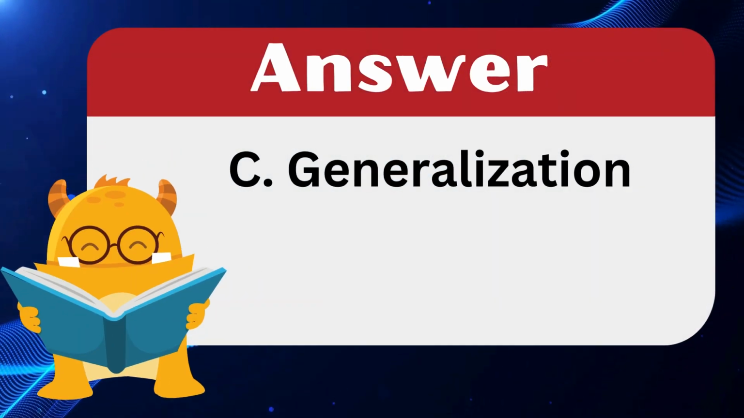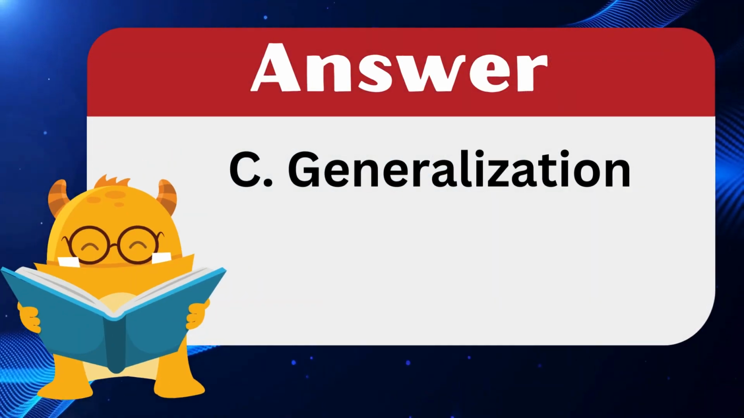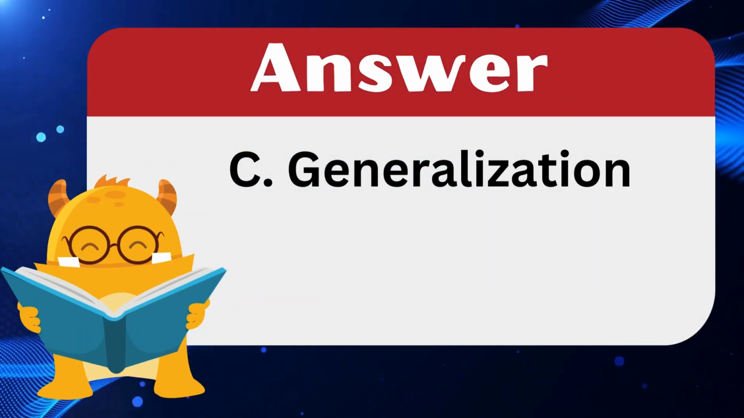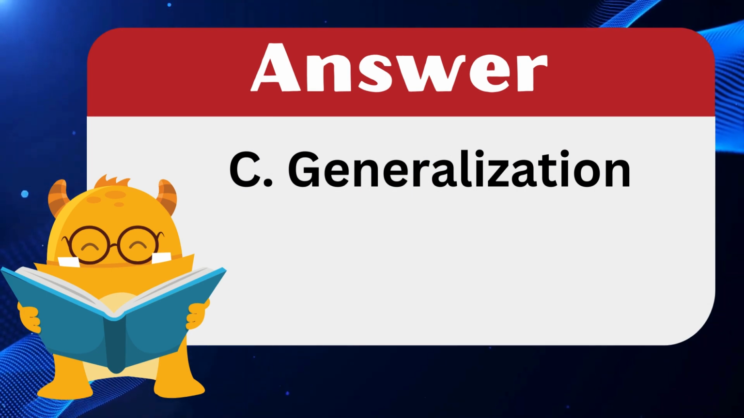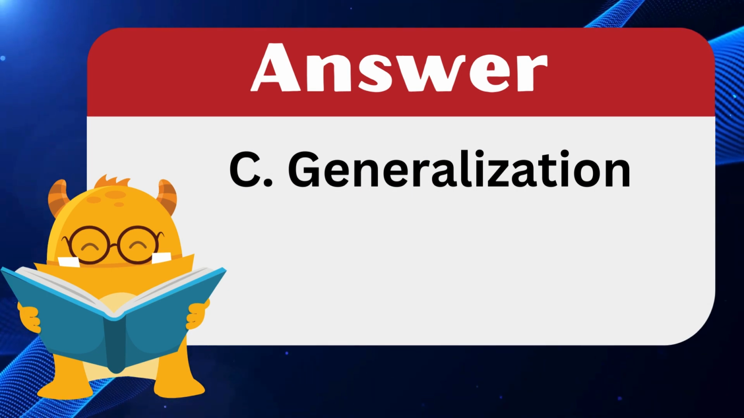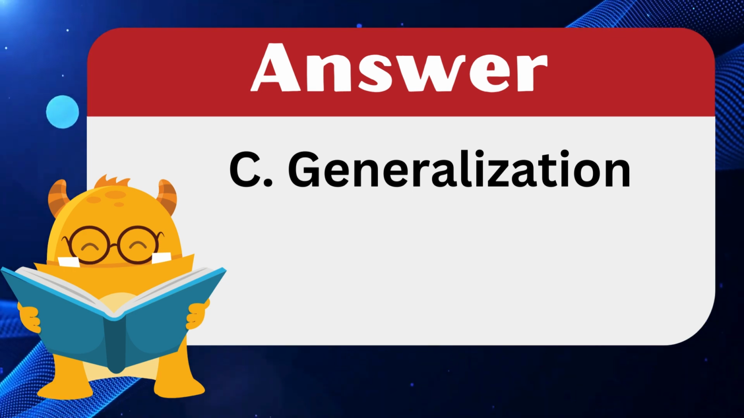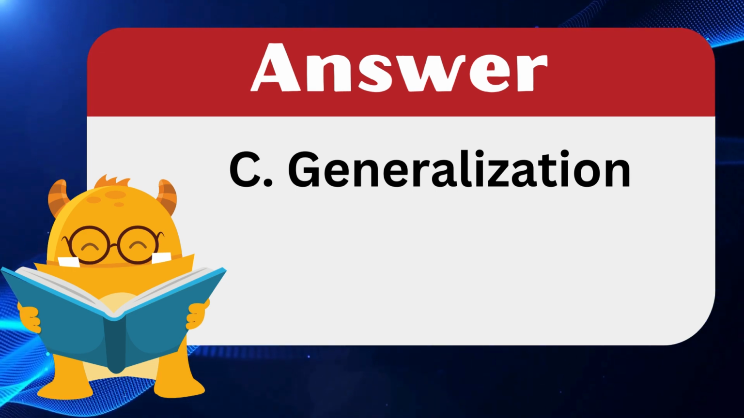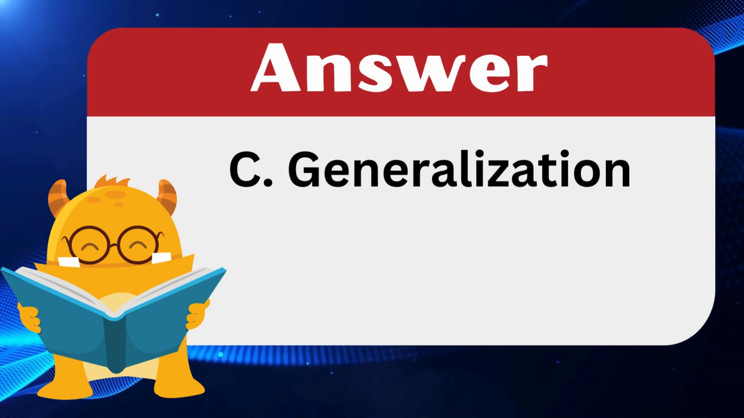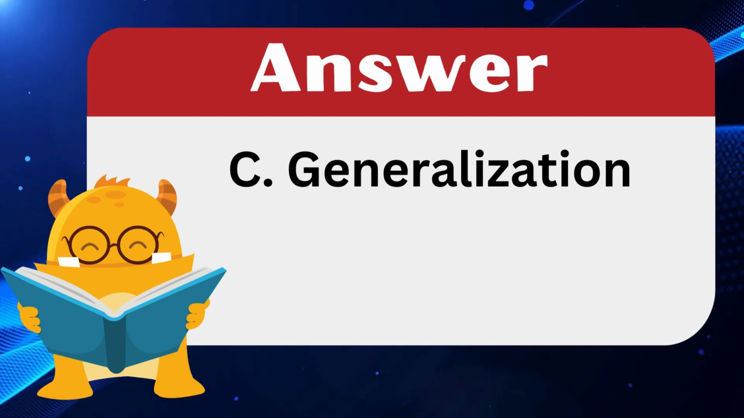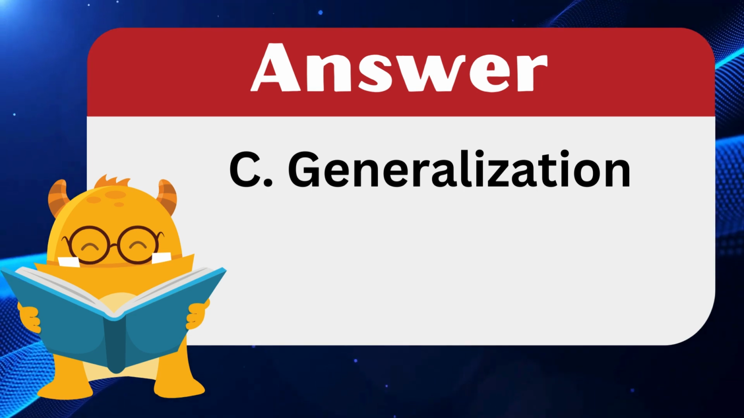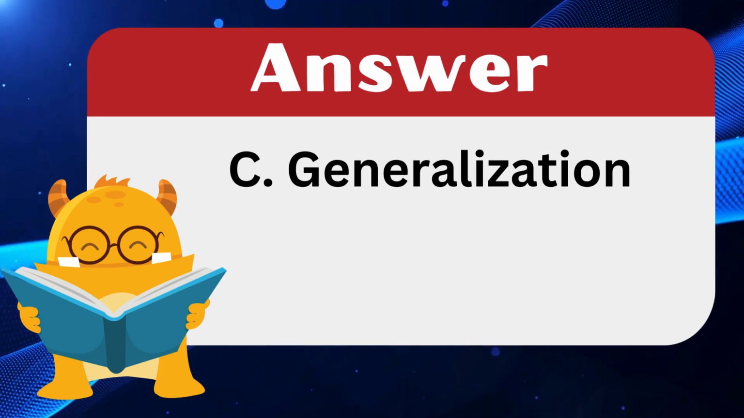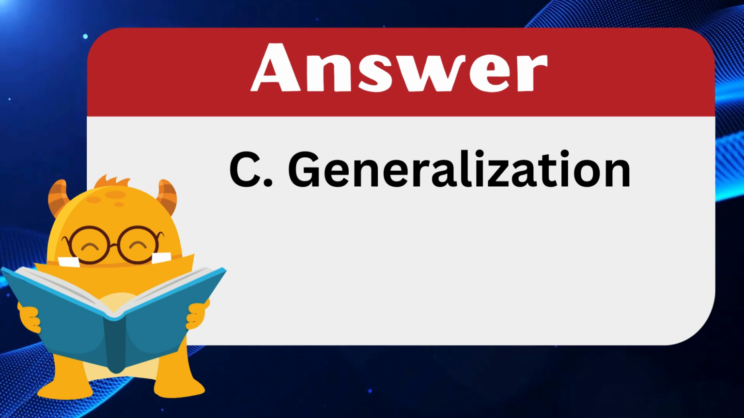C. Generalization. Generalization in classical conditioning occurs when the conditioned response, CR, expands from one specific stimulus, conditioned stimulus CS, to similar stimuli that share common characteristics. This broadening of response involves reacting similarly to various stimuli, like fearing not just a dog, but any furry creature after conditioning fear to a dog.